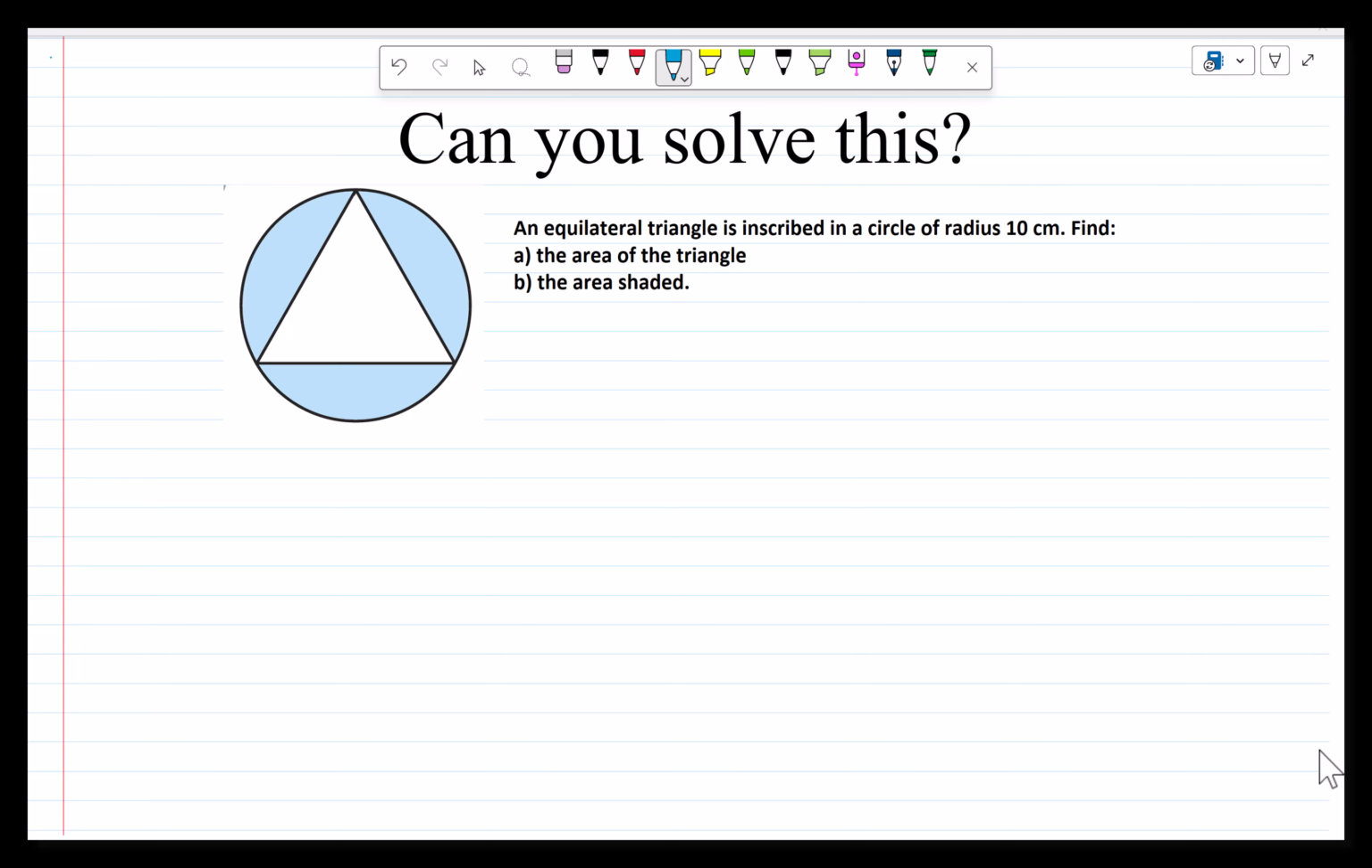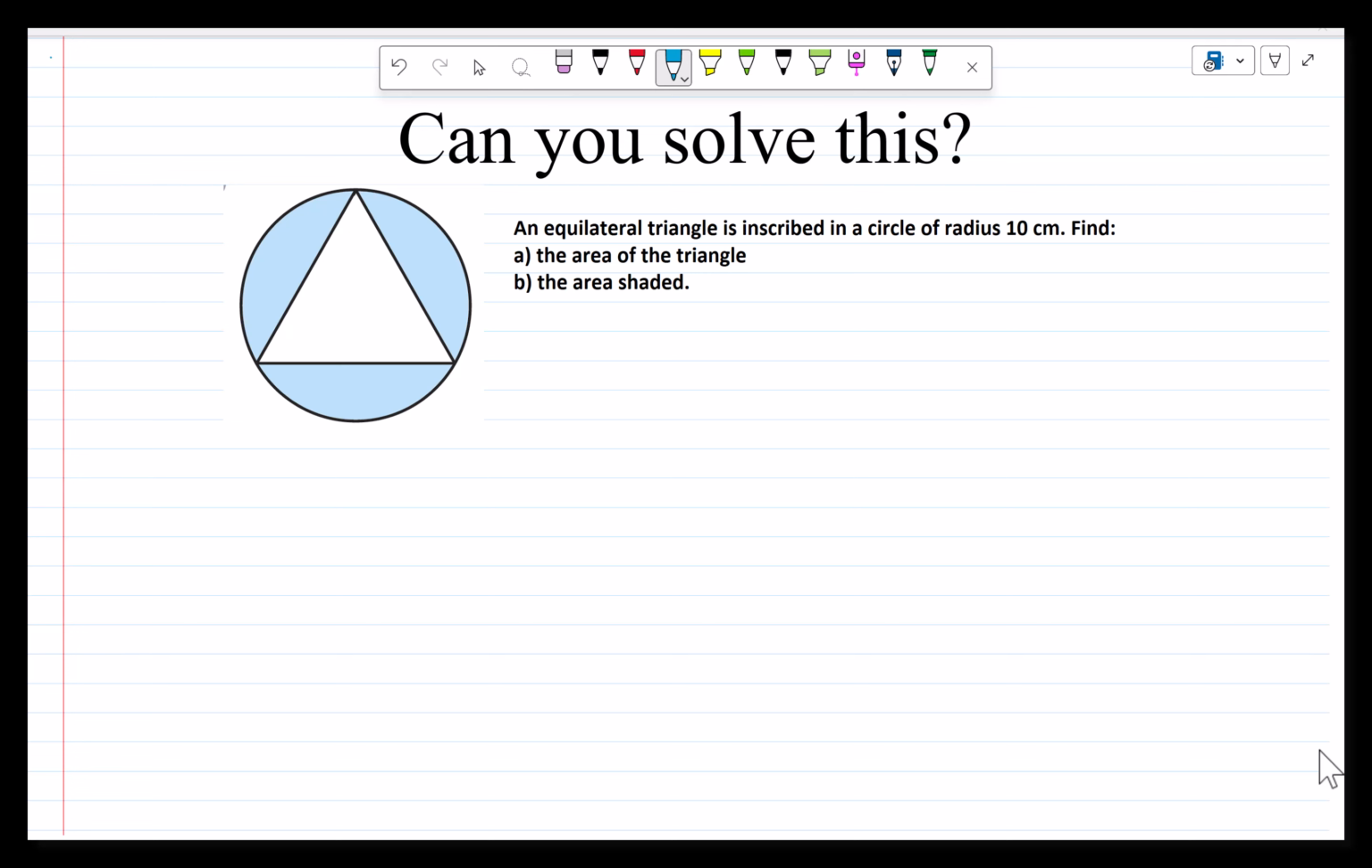I know quite a number of you have difficulties solving mensuration problems, but in this example, I'm going to show you how you can solve this question. It is a question that falls under chords and segments. The question says, an equilateral triangle is inscribed in a circle of radius 10 centimeters. Find part A, the area of the triangle, and part B, the area shaded.